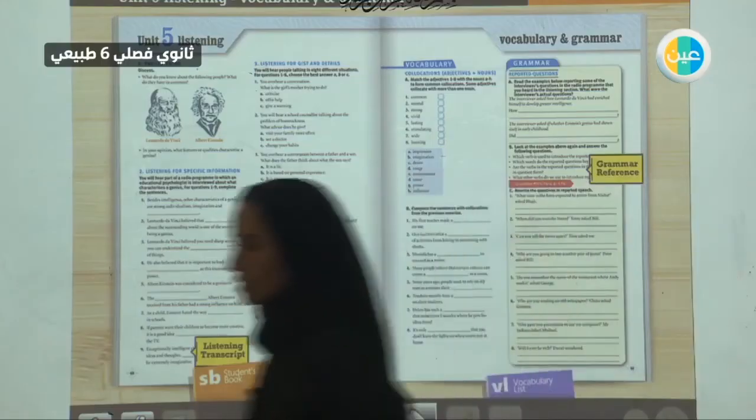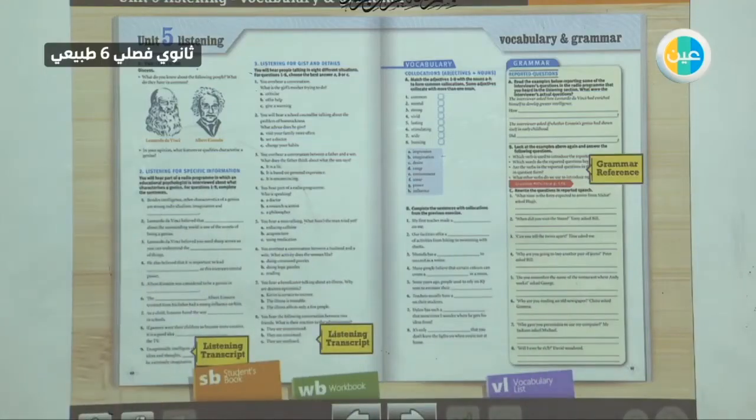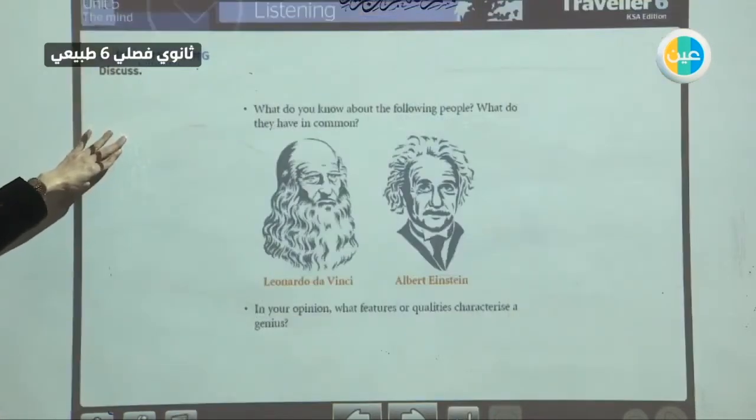Assalamu alaikum warahmatullah. This is the English class, English 6, Traveler 6, Module 3, Unit 5, page 60 and 61 in your workbooks, in your student books. So open your books on page 60 and 61. We will start doing the listening part here, which is on the discussion.